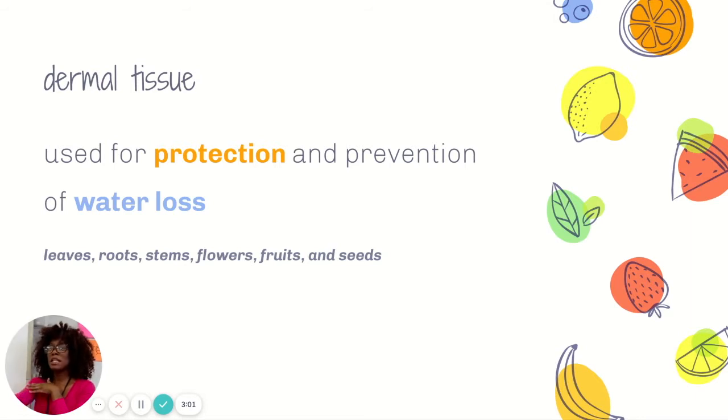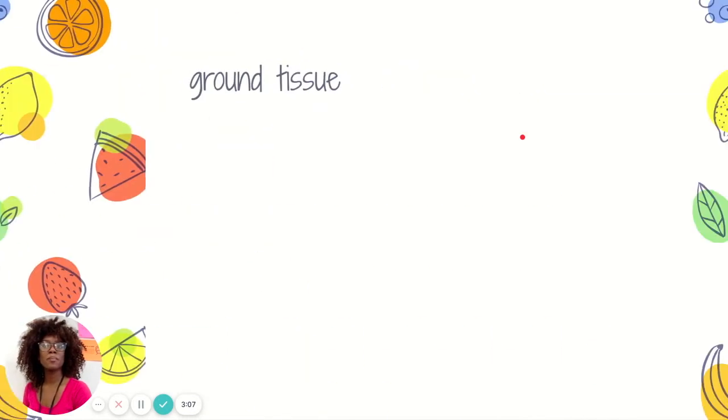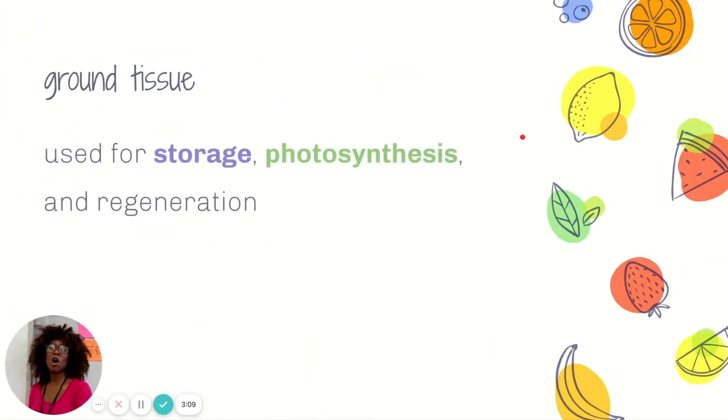And we already know that the integumentary system, the skin system, is used for protection, right? We know that it's the barrier to the outside world. Okay, and then last but not least, all other tissue types in a plant are going to be called ground tissue, okay? So the main types you're going to need to know are going to be vascular tissue.